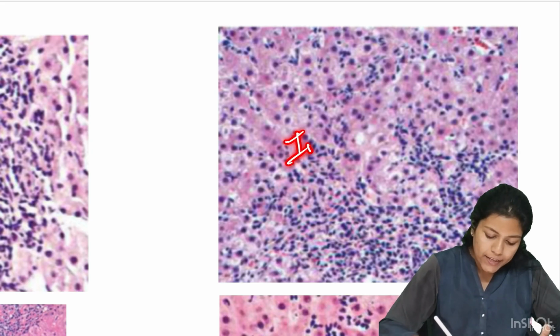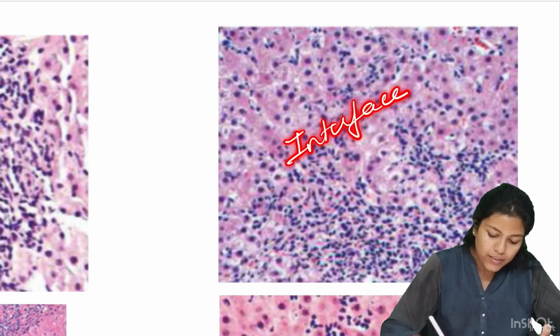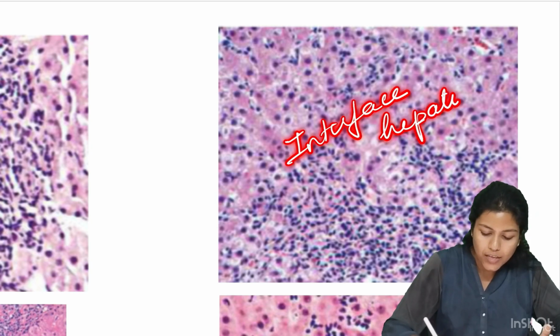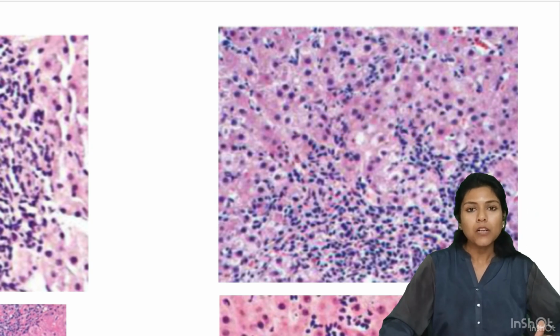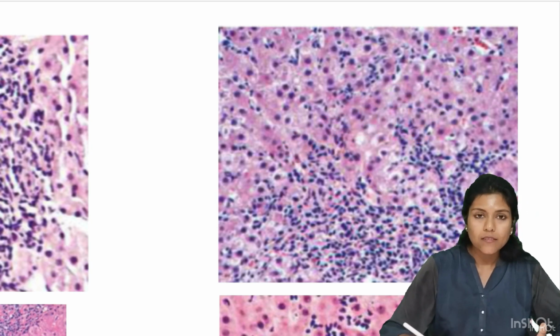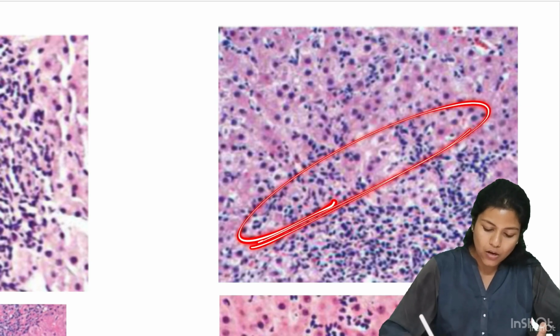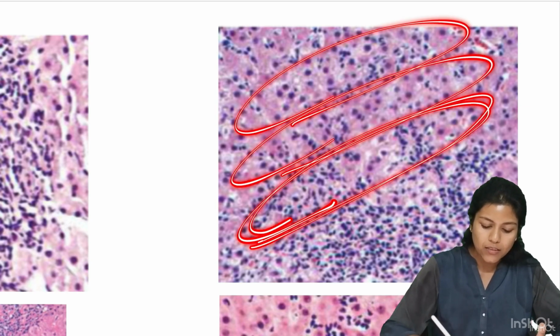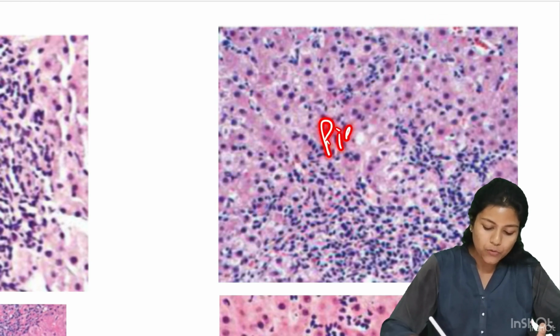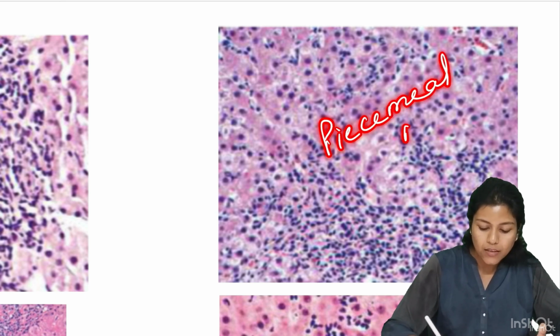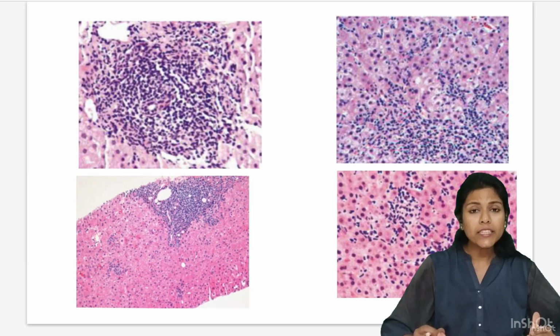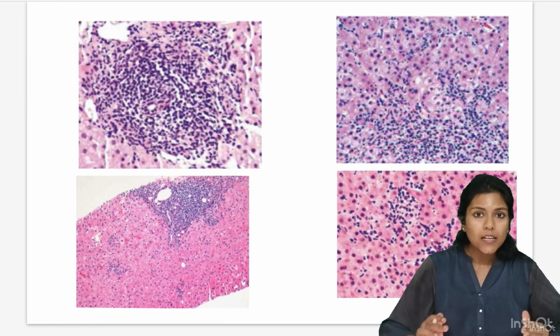This lymphocytic infiltrate is present at the junction of the portal triad and the classic lobule. This is interface hepatitis. Once it moves in, it causes necrosis layer by layer, the outermost and then the later layers. It is called piecemeal necrosis. This is about interface hepatitis.